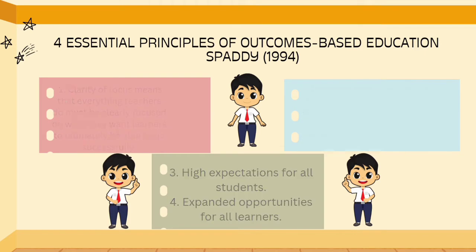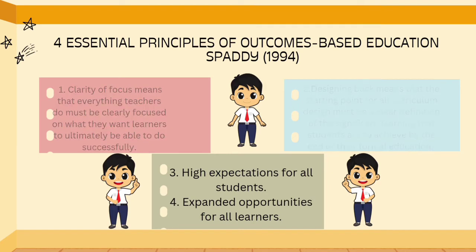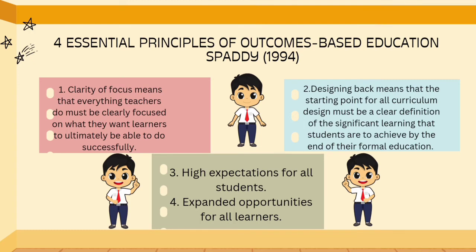This means that the starting point for all curriculum design must be a clear definition of the significant learning that students are to achieve by the end of their formal education. Third, high expectations for all students. And lastly, expanded opportunities for all learners.